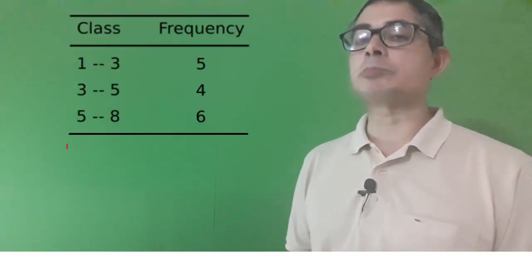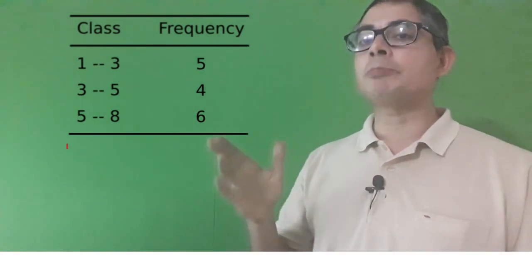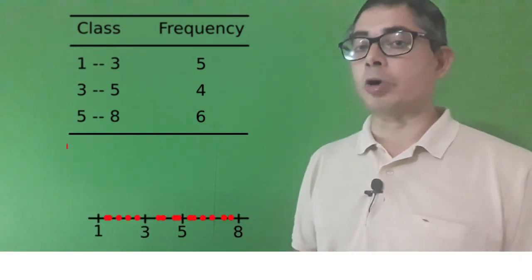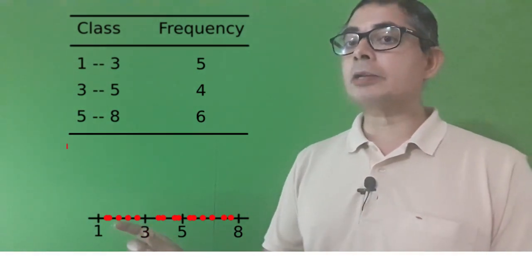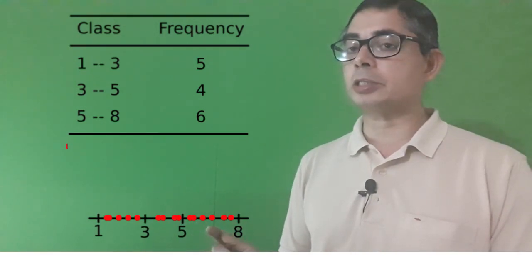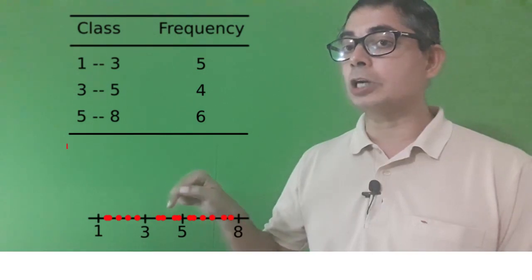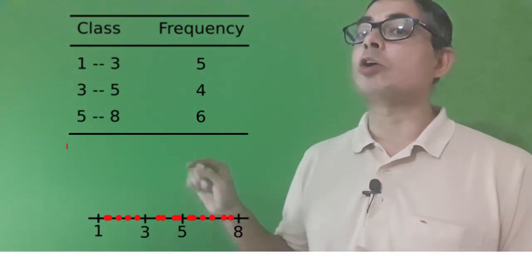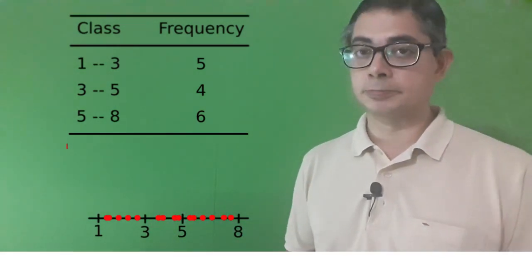Well, here is a small frequency distribution. Now, there are 15 points in all. If we want to show all these 15 points along a number line, then we know that there are 5 points in this class, 4 points in this class, and 6 points in this class. That's all. The individual dots that you see are drawn just by imagination. We have no way of knowing where those individual points lie in each of the classes.